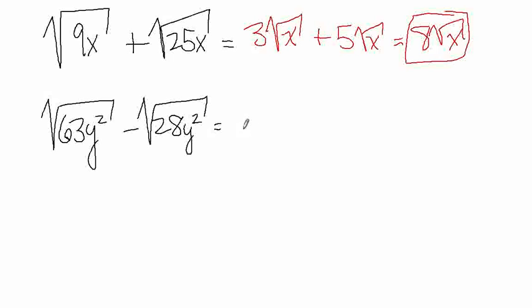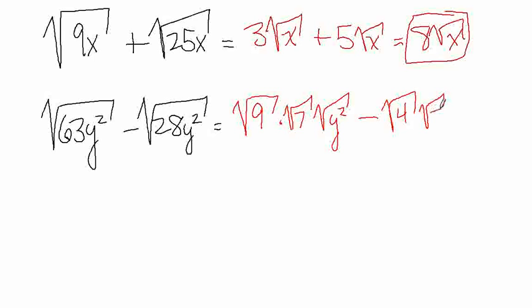So instead of doing this all in my head, let me just do multiple steps. The square root of 63, I said, was 7 times 9, so it's the square root of 9 times the square root of 7 times the square root of y squared. The second radical is equivalent to the square root of 4 times the square root of 7 times the square root of y squared, because 28 is 4 times 7.